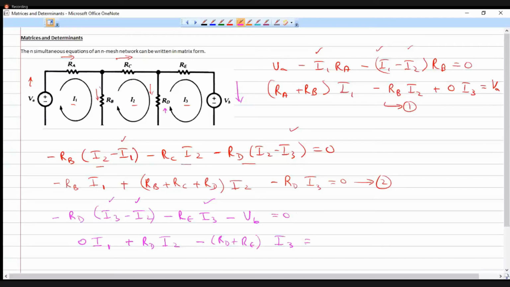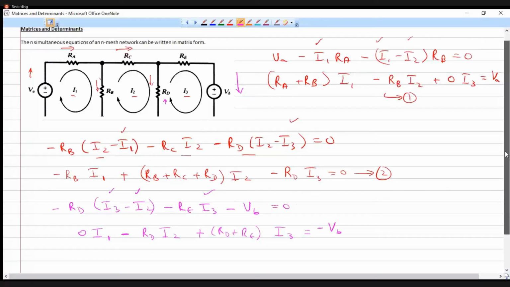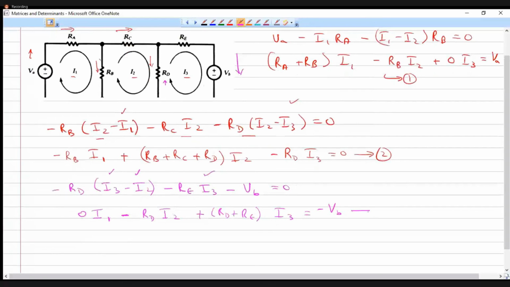VB. Okay, let me rearrange this and write it as minus VB. So I'll have plus here and I will have minus here. Okay. I'll tell you why I have written like this. So that is my third equation.